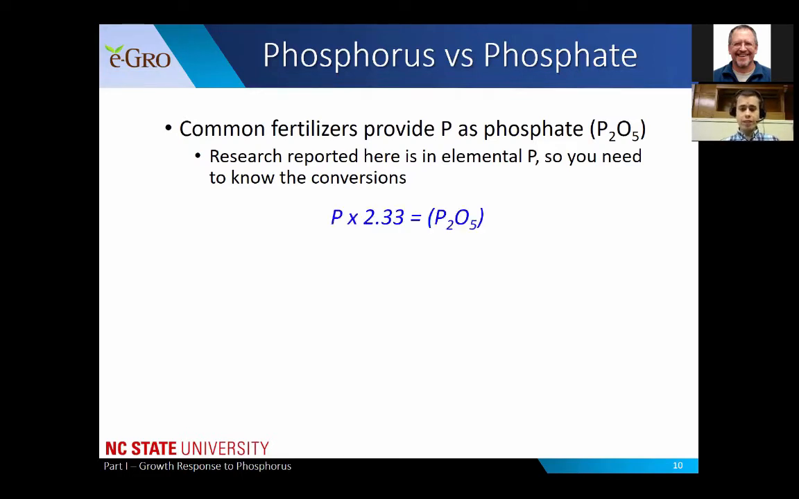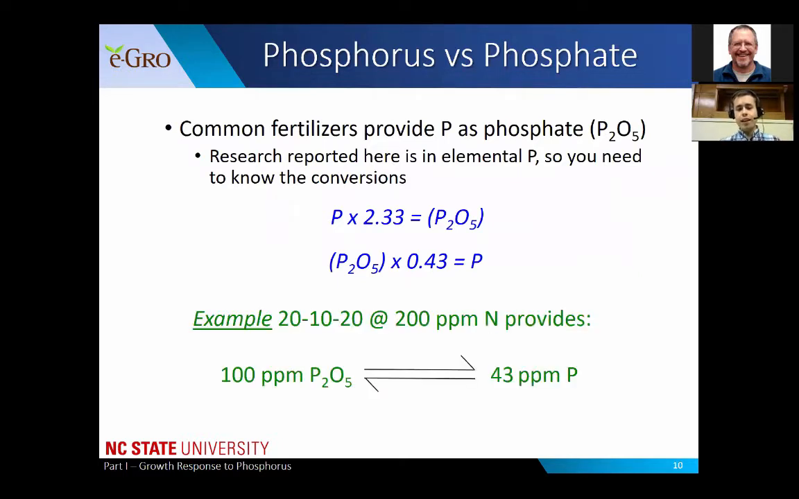So if you have an elemental phosphorus value and you want to know what its phosphate value is, you have to multiply the elemental phosphorus value by 2.33, and that will give you the phosphate value. If you want to do it the other way, you can multiply the phosphate value by 0.43 to get elemental phosphorus. And just as a quick example, you can see if you were to mix a 20-10-20 fertilizer at 200 parts per million nitrogen, you would have 100 parts per million phosphate or 43 parts per million phosphorus.